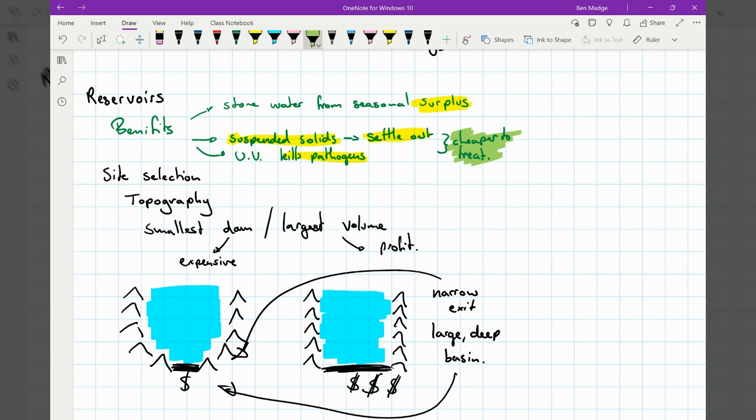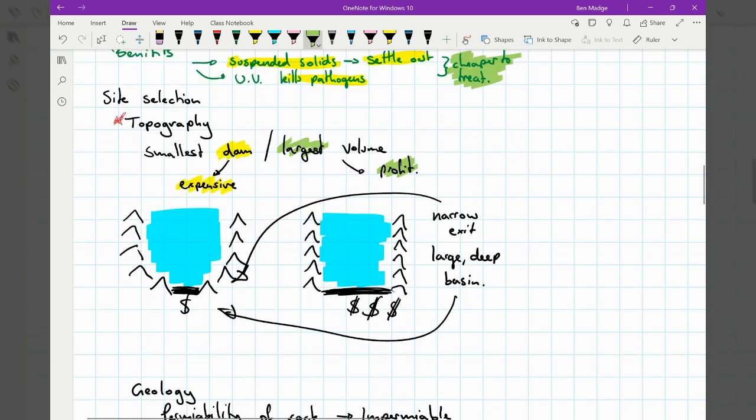So reservoirs, when we want to build them, we have to do site selection, and there are 8 different factors that we need to consider when we are choosing our location. So the first one is topography. So topography means like the shape of the earth, like is it a hill or a valley? And what we're looking for is to get the smallest possible dam because this is the expensive bit. And we're looking to get the largest volume of water because this is where we make our money.